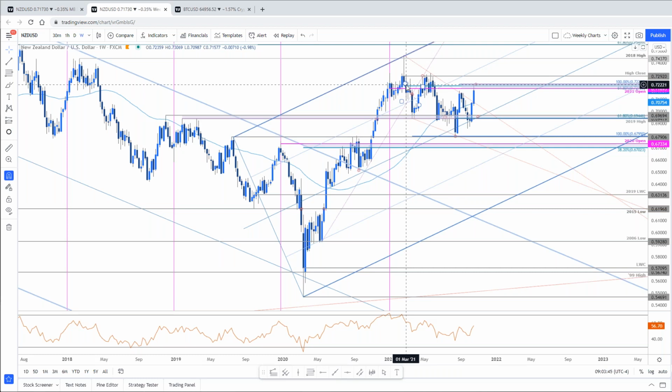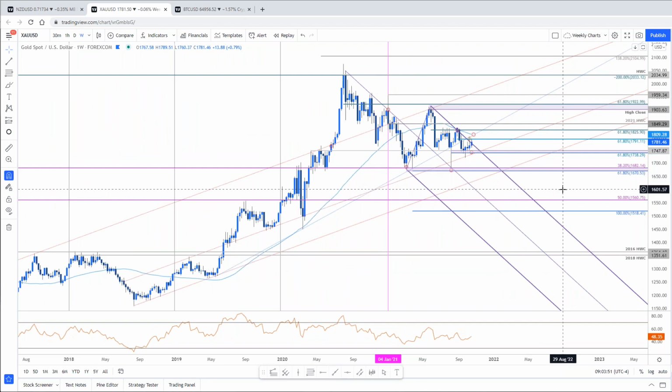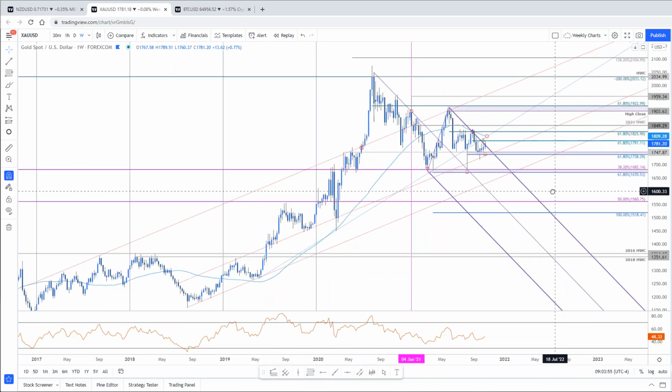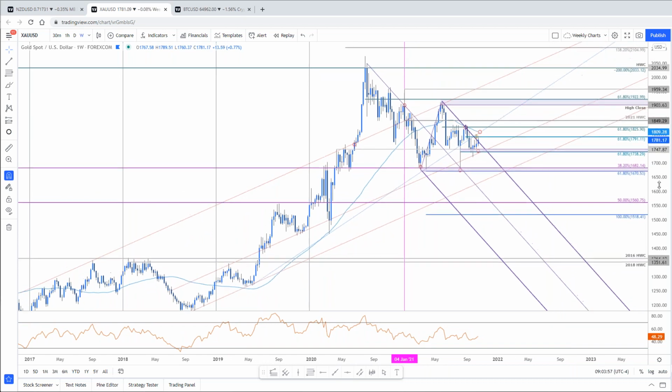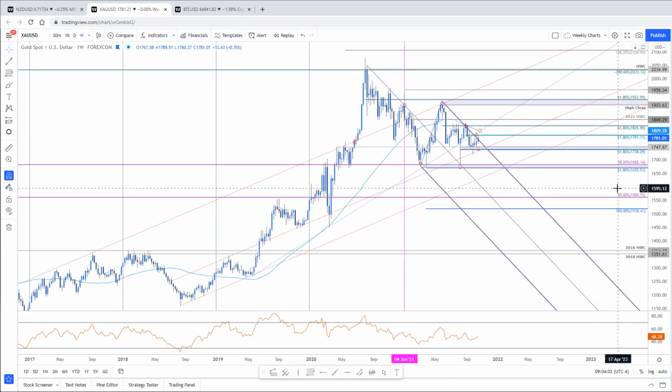So I'll hit gold first, and then we'll hit Bitcoin. One of the things I was talking about in the interview this morning on Cheddar was this notion that Bitcoin is taking the inflationary hedge role more so than gold. I don't think that's up for debate, guys.